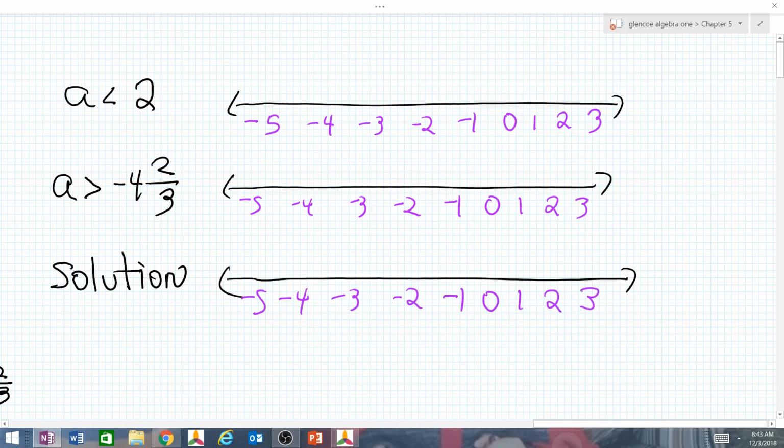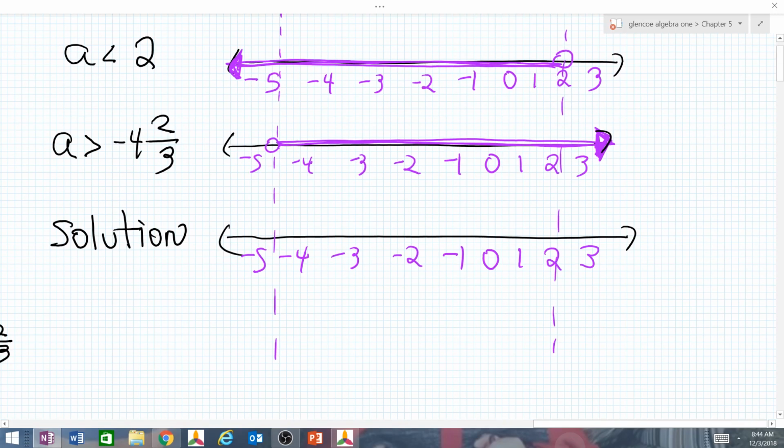Okay? So a is less than 2 is an open circle at 2 and everything going to the left. Are y'all with me? Yes. A is greater than negative 4 2/3. It's going to be approximately here, an open circle at negative 4 2/3 and everything to the right. And now we're ready to go ahead and put our boundaries in. So my boundaries are going to look something like this.